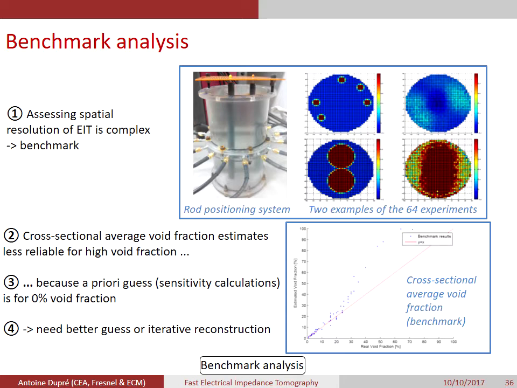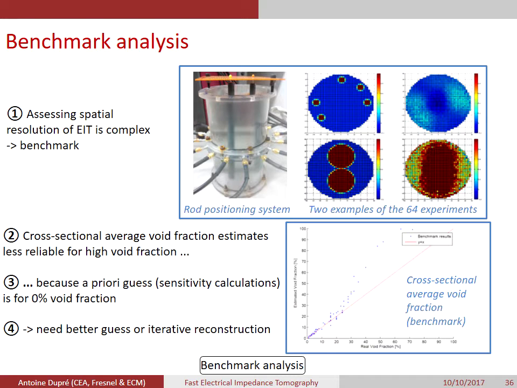And there's one particular estimate of the figure of merit of the algorithm we are interested in, the cross-sectional average fraction. For that, I sum the activities of all pixels in my reconstruction, and I'm hoping that it will fit the experiment. So on this figure, you can see the comparison of the estimation with the reality. And the observation is that it works very well for low void fractions, but it starts deviating for high void fractions.